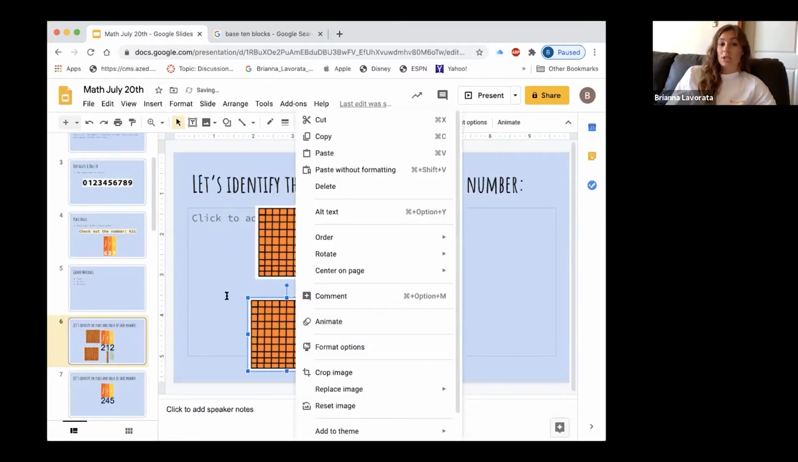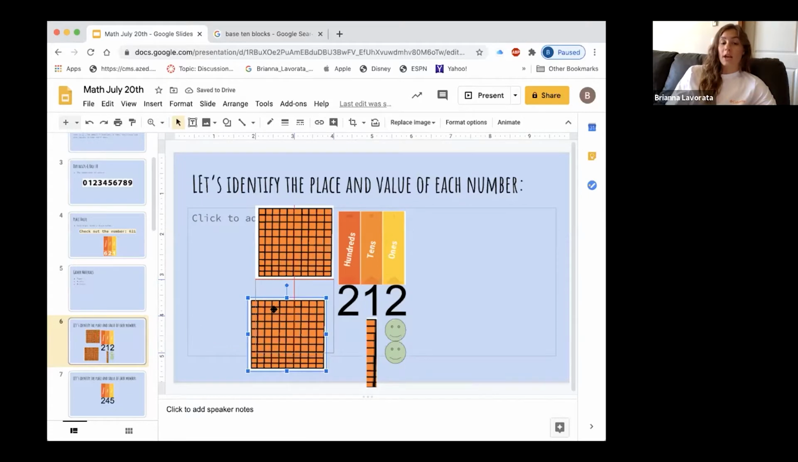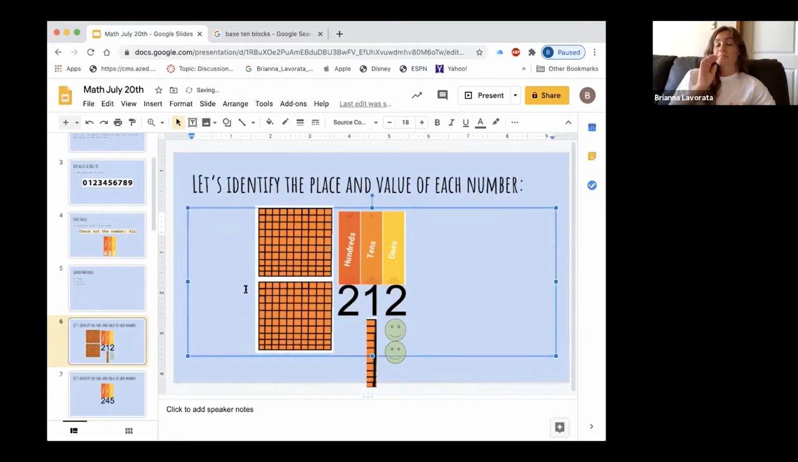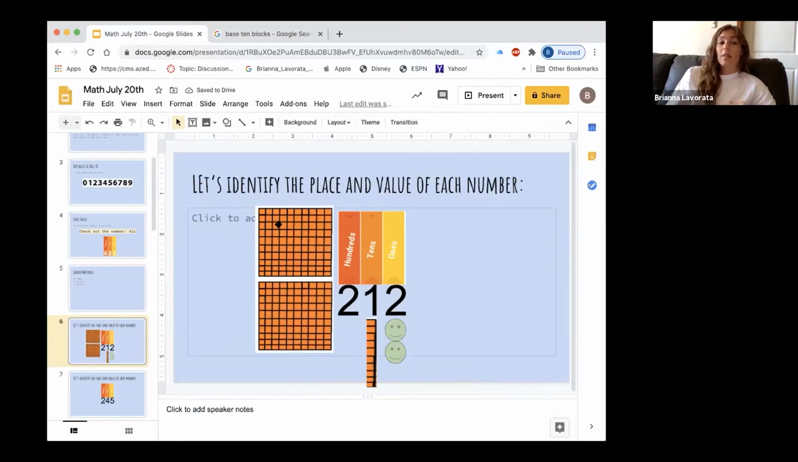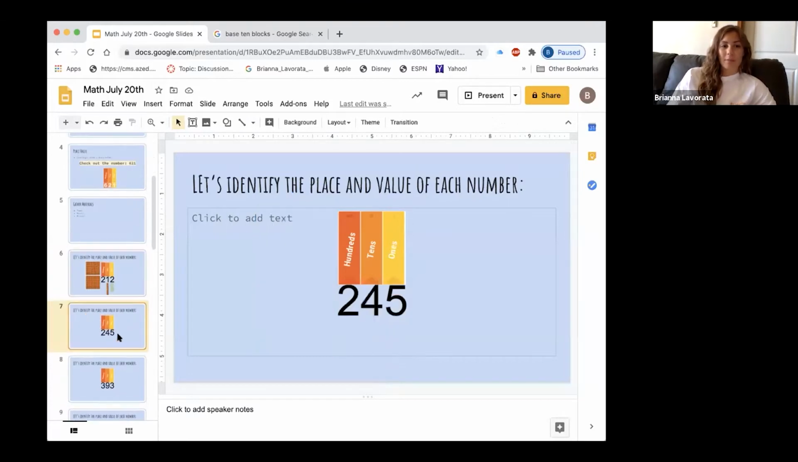But just so you know, when we are talking about place value, this is what it means: if there's 200, it is 200 of some type of an object. In this case, we're using base 10 blocks, so you can visually see, okay, here is 100, here is 200, here is one group of tens, and here is 2 ones. Okay, now let's go ahead and move on to our next problem.